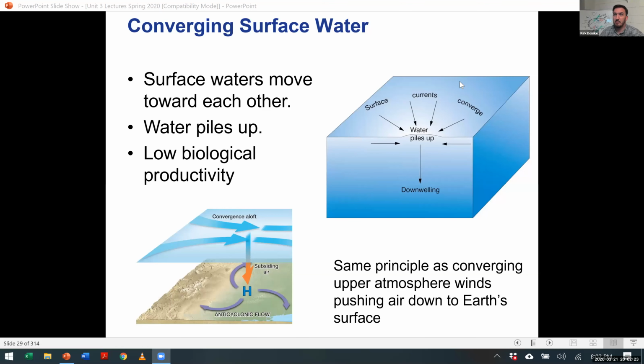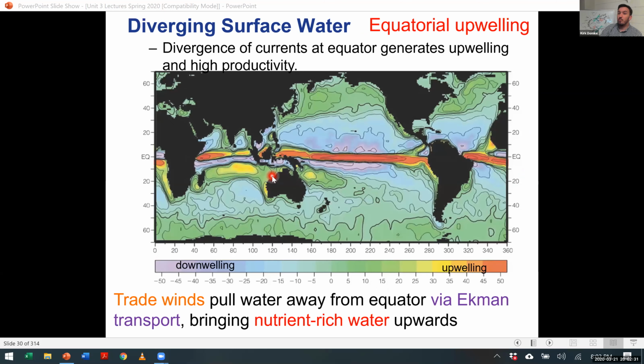I don't know. Low biological productivity is what this slide says. It means fishing. Now, you want to go deep sea fishing.